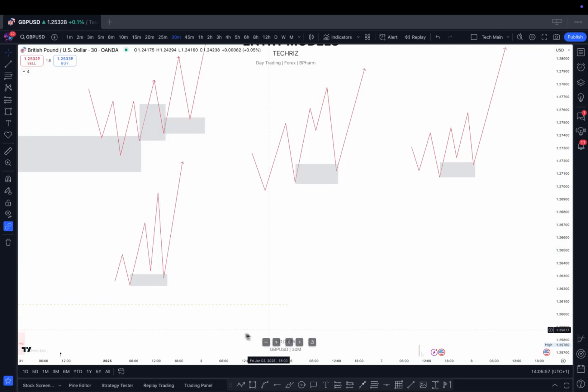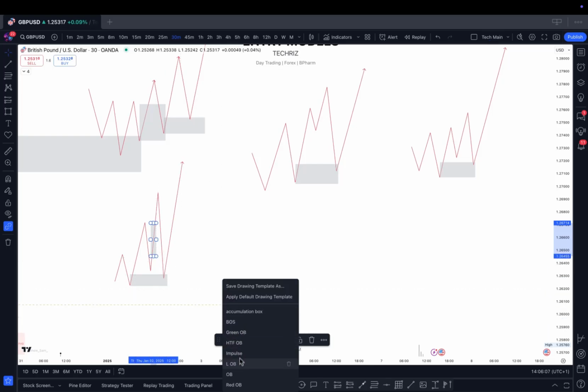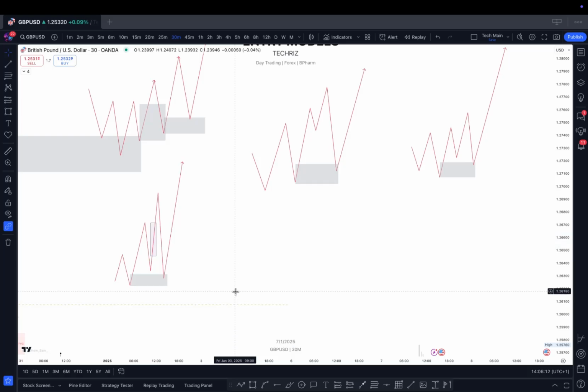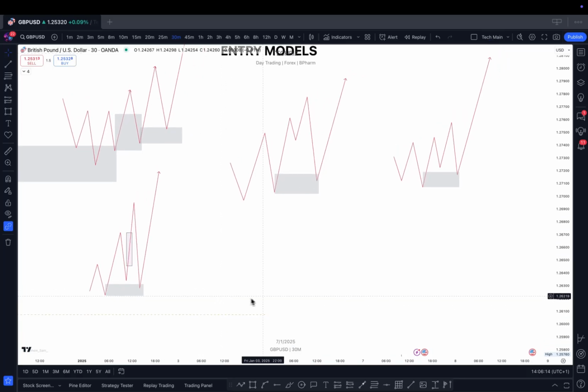So this is another one. Note that the only thing that makes this one different is the expansion that happens here, right? That's the only thing that makes it different. The expansion that happens there.